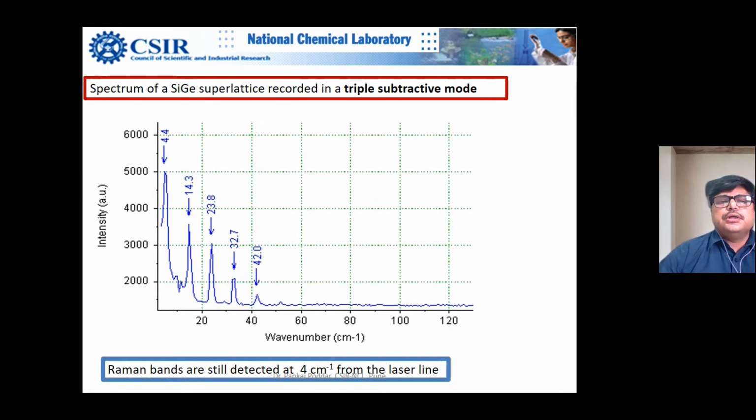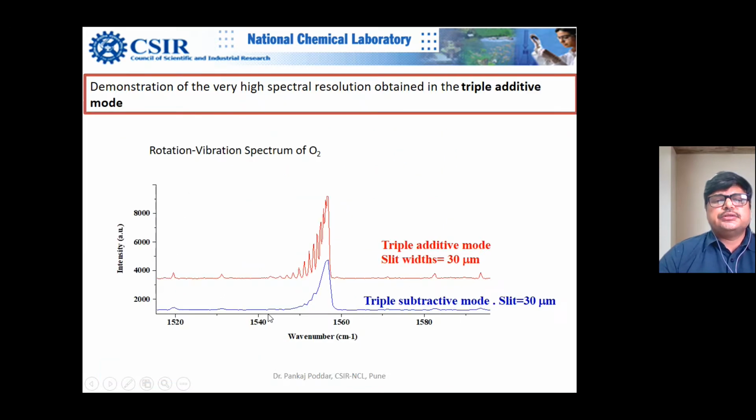If you look at what I was telling you, this is a Raman spectrum from a silicon germanium superlattice, and it's a beautiful thing. You can observe that here we are able to go below even 100 centimeter inverse. Normally, single monochromator Raman with notch filter or edge filter does not really go in this region. This region normally remains unexplored. Here you see that we are able to record these lines down to 4 centimeter inverse. This is really something.